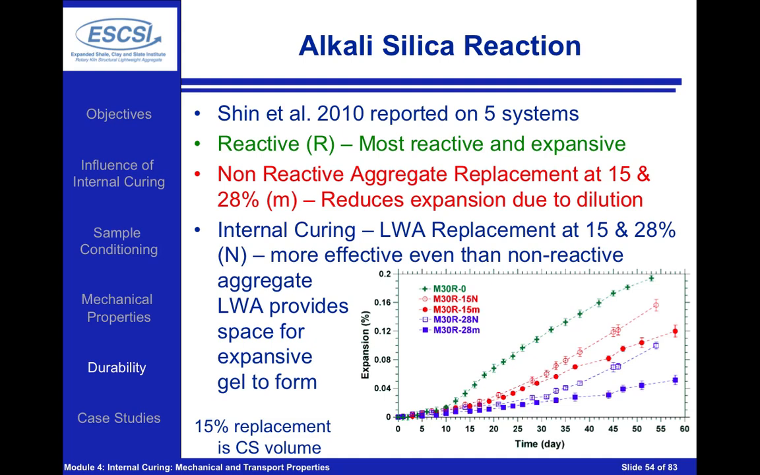So here what we'll notice is that we're delaying the reaction with the addition of the internal curing, presumably because we're densifying the system, but we're also using the lightweight aggregate to provide space for the expansive gel pressure that's being formed to essentially be reduced in these systems. When we look at the 28% replacement here, we can see an even more substantial reduction in the overall expansion that's occurring in the system.